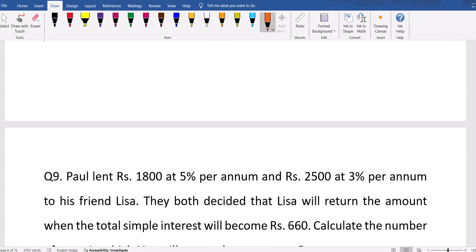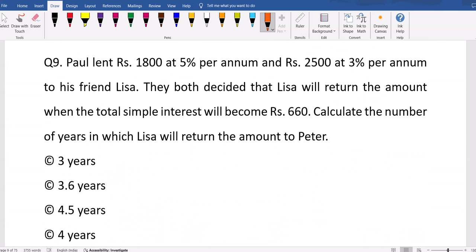Now, again, simple interest related stuff. Paul lent rupees 18,000 at 5% per annum and rupees 2,500 at 3% per annum to his friend Lisa. Both decided that Lisa will return the amount when the total simple interest becomes rupees 660. So this one and that one together should be equal to 660. For that, how much time is required?